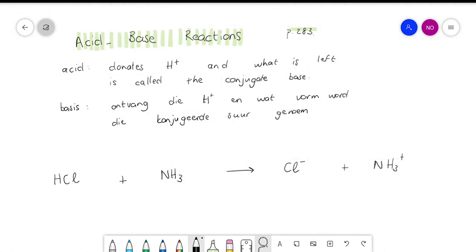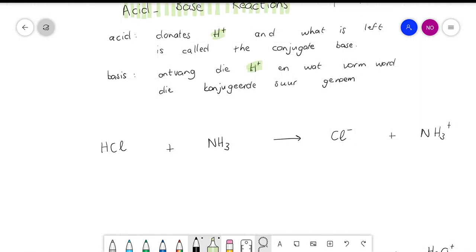Okay, goed, so hulle sê vir jou 'n suurbasisreaksie, by suurbasisreaksie, dan skenk die suur hierdie proton. So it donates the proton, and then whatever is left we call the conjugate base. So daai suur val weg van die ding af en dit wat oorbly noem ons die gekonjugeerde basis. And then the base, the original base, receives that H plus and then it forms something new, and whatever new is formed we call the conjugate acid. Okay, so hierdie gekonjugeerde woordjies, those will be on the right hand side with the products.